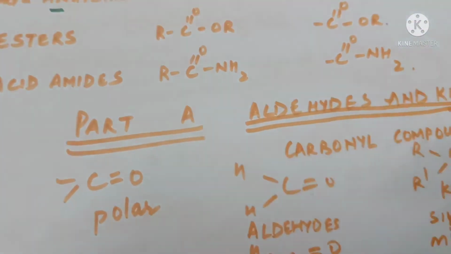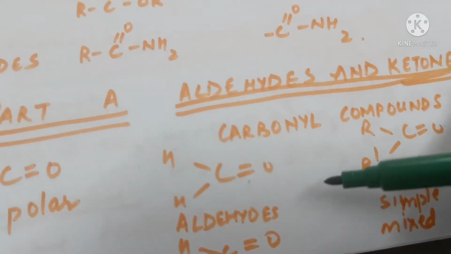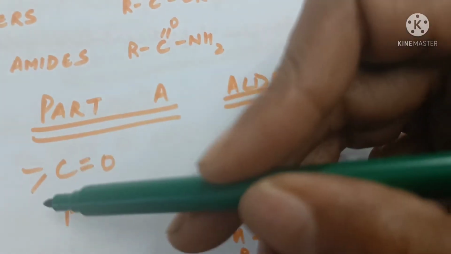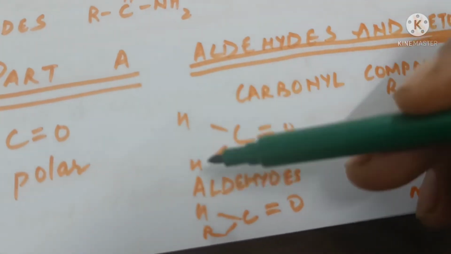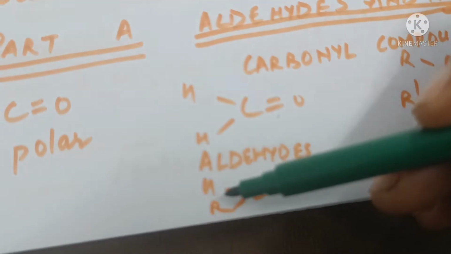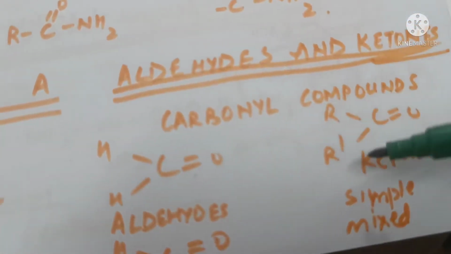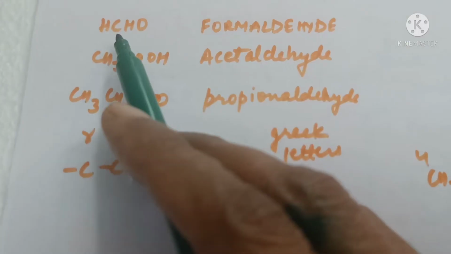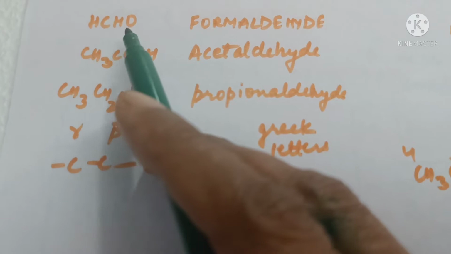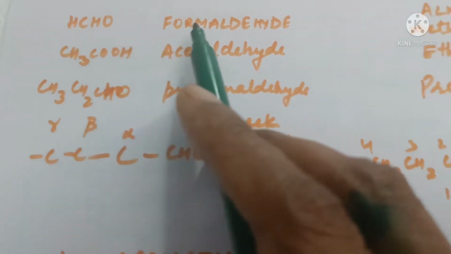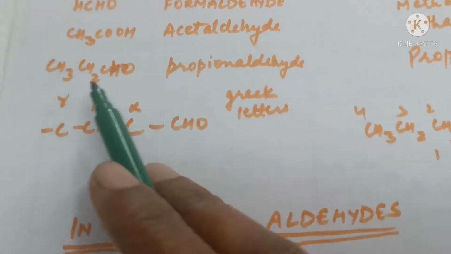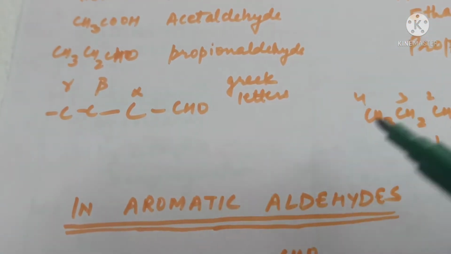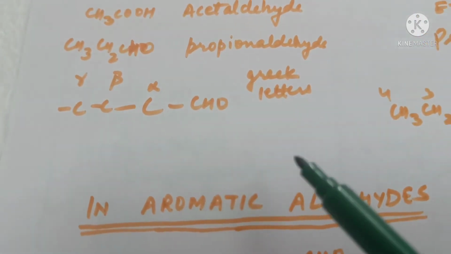It is polar in nature, and of the two valencies, if both are occupied with hydrogens or at least one is occupied, these are aldehydes. If both are occupied by alkyl groups, these are called ketones. One carbon acid is formic acid, HCOOH. The aldehyde of one carbon will be called formaldehyde. 3 carbon will be called propionaldehyde. 4 carbon compound will be called butyraldehyde, and so on.